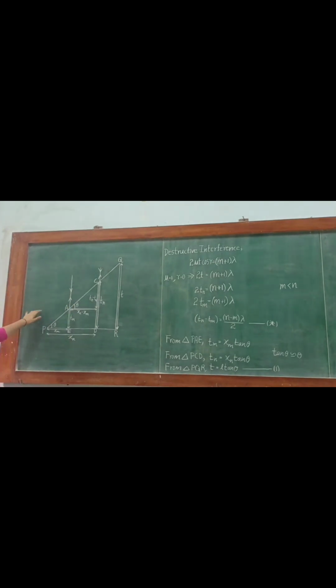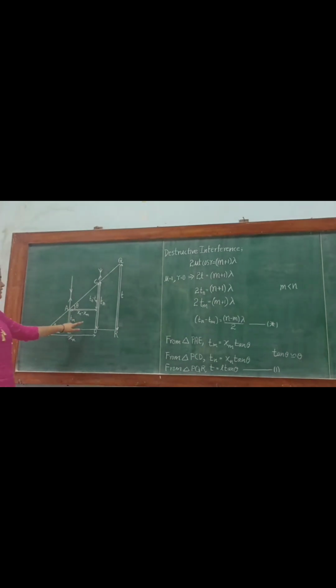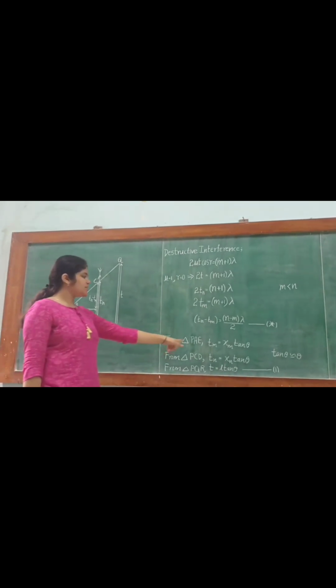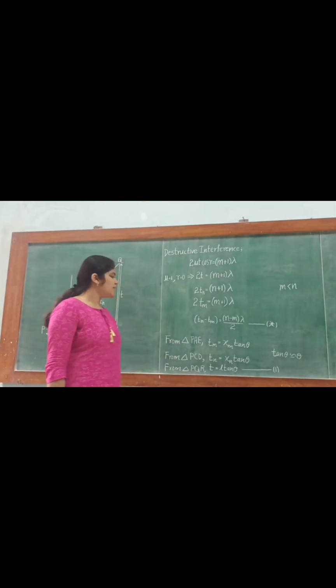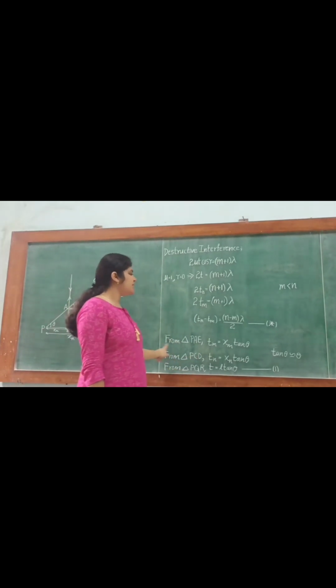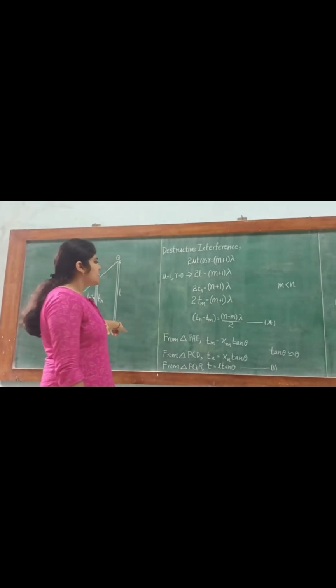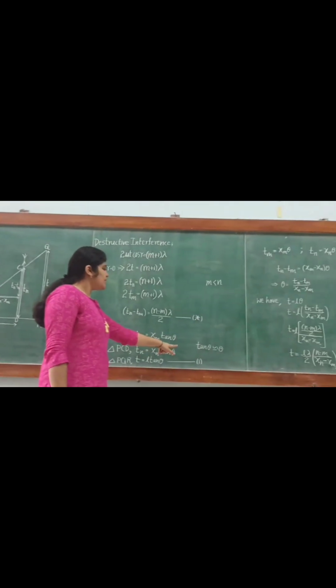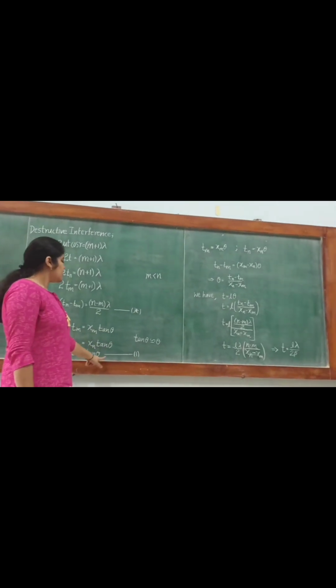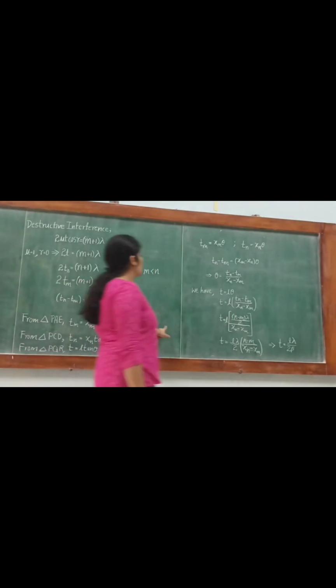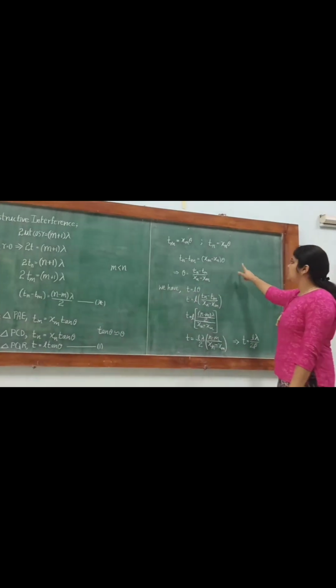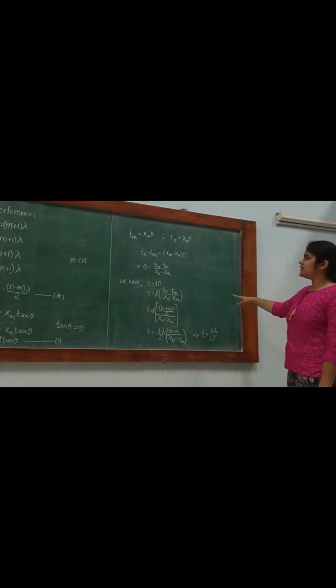From the figure, from triangle PAE, by using tan theta, we will get Tm is equal to xm tan theta. Similarly, from triangle PCD and PQR, we will get Tn is equal to xn tan theta and T is equal to L tan theta respectively. Then, since theta is a very small angle, tan theta will be very nearly equal to theta. So we will get Tm is equal to xm theta and Tn is equal to xn theta.